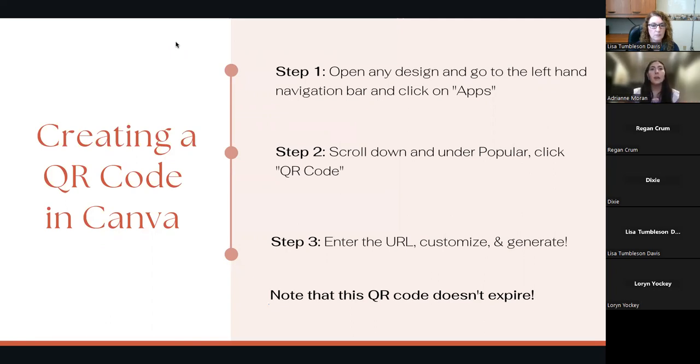So this could be a potential link tree. This could be an event RSVP, anything like that. Maybe a Google form that we had talked about yesterday for feedback, different types of things like that. And then you can customize the colors and it will generate the QR code. So note that this QR code doesn't expire, like I had mentioned previously on that last slide, something to keep in mind.